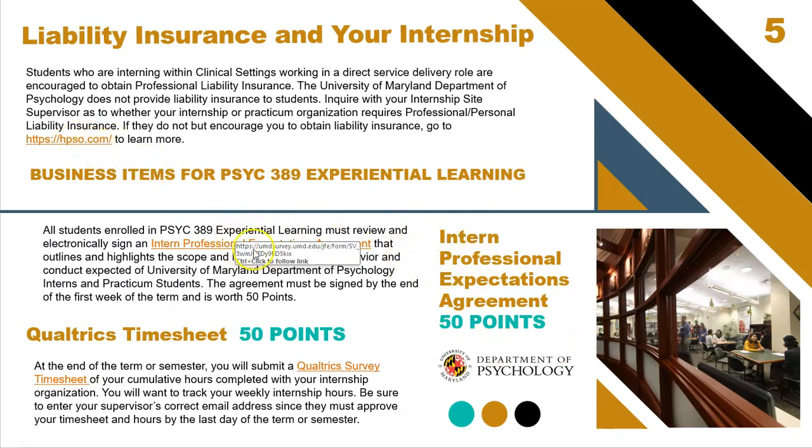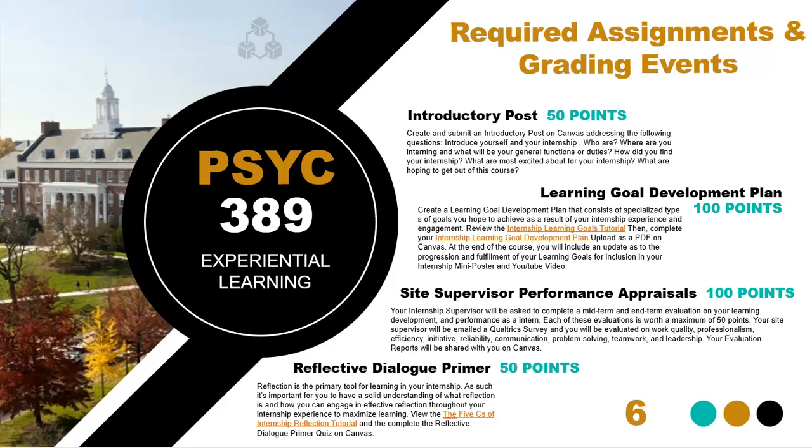All interns are asked to sign an intern professional expectations agreement, and you get 50 points just for reading and signing it, 5% of your course grade. And then at the end of the course, there's a timesheet you are asked to complete, and you'll submit that to your supervisor, and that is worth 5% of your grade as well.